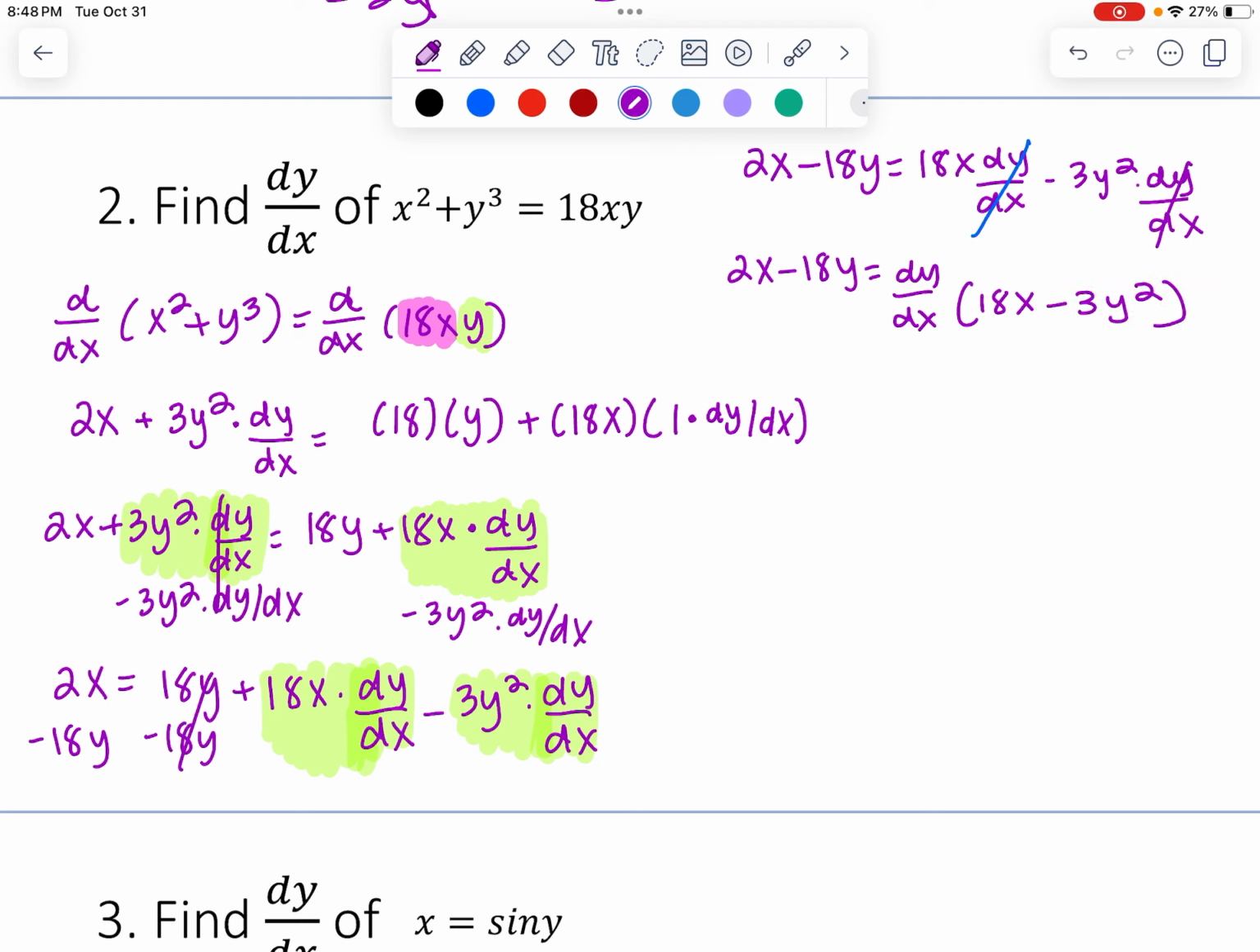So now I have factored out my dy/dx. And then if I want to get it alone, well, now dy/dx is connected to this expression by multiplication. So I will divide this whole expression over on both sides.